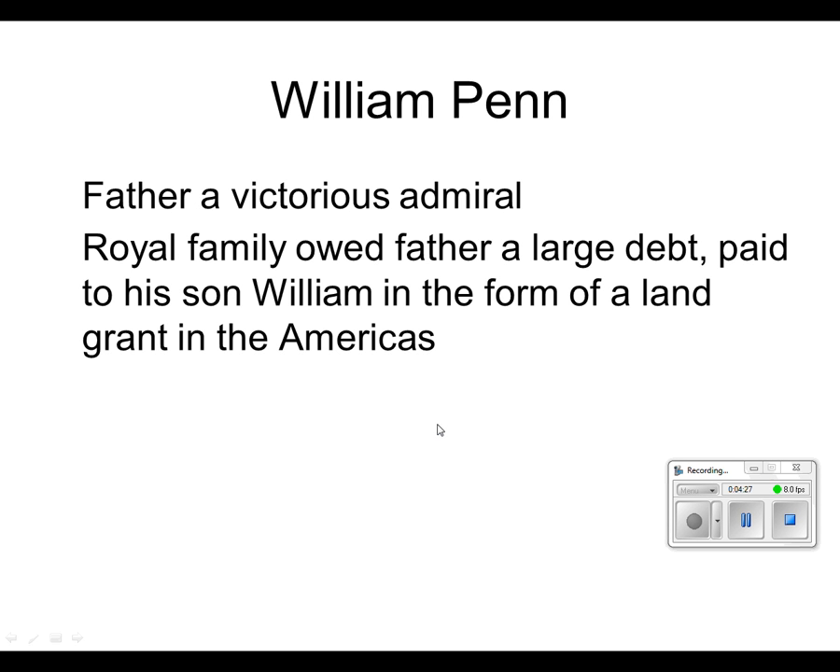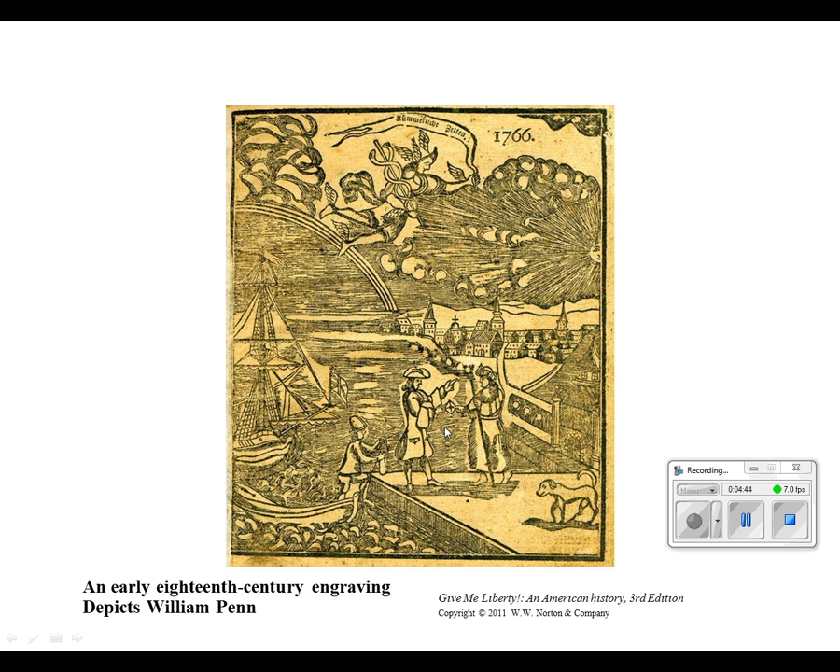All right. Now, William Penn, his dad was an admiral in the British Navy and was victorious, so the king owed him a rather large sum of money. So he decided to give his son William some land in the Americas. All right. So this was a proprietary colony, letting William Penn establish this for himself and the ability to make a profit.